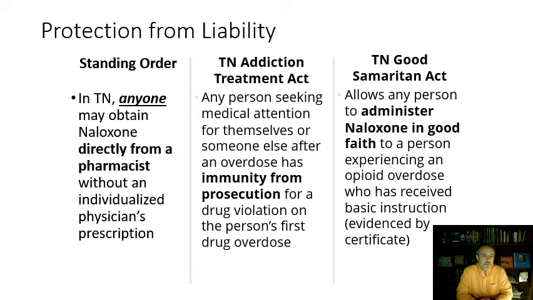There's also the Tennessee Addiction Treatment Act, and this applies to the person who overdosed and anyone in the immediate vicinity. So any person seeking medical attention for themselves or someone else after an overdose has immunity from prosecution for a drug violation on the person's first drug overdose. So for the person that overdosed, they basically get a get-out-of-jail-free card.